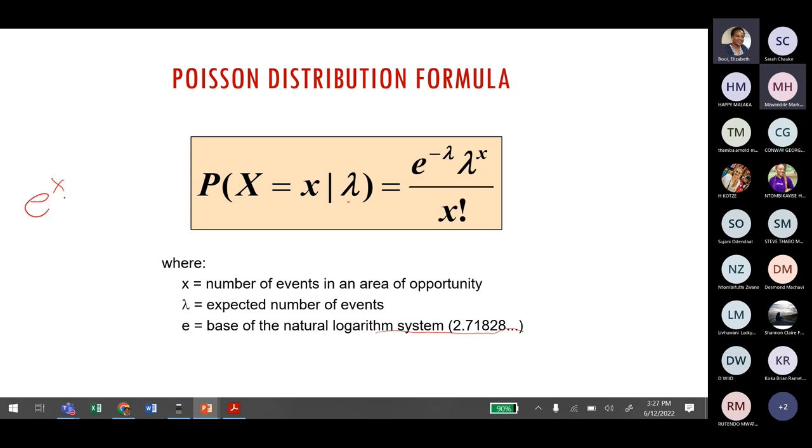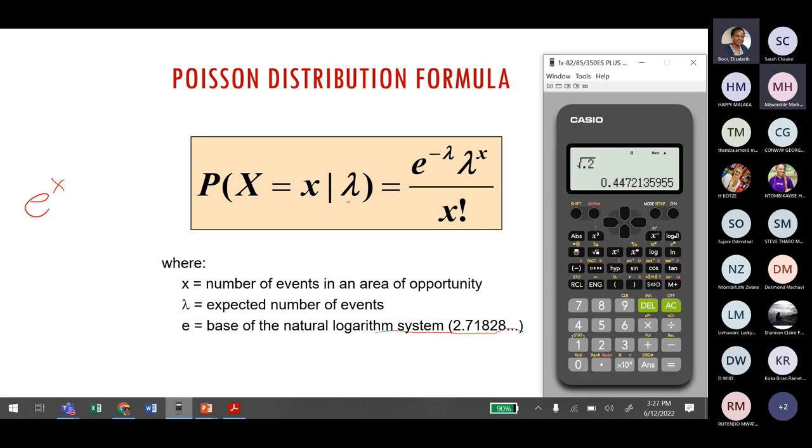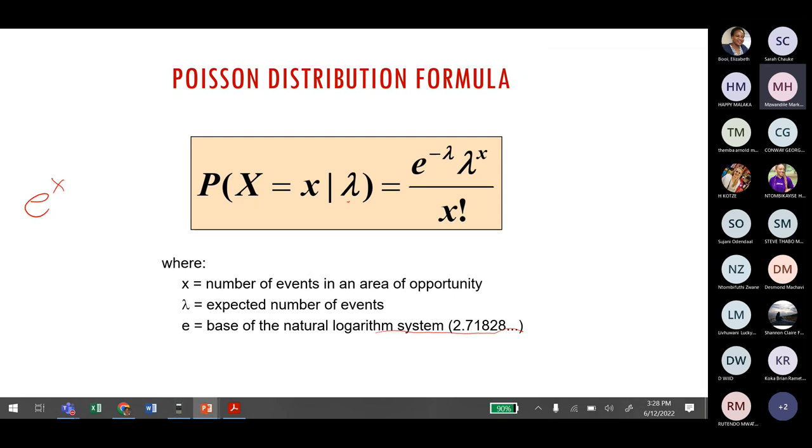On your calculator, it's E to the power of X on some calculators. Let me see on the Casio. On a Casio, the E is written in orange. You will have to press shift first and then press the key. That is the E that you will use to calculate the exponential, E to the power of negative lambda times lambda to the power of X divided by X factorial, where X is the number of events and lambda is your expected number of events.